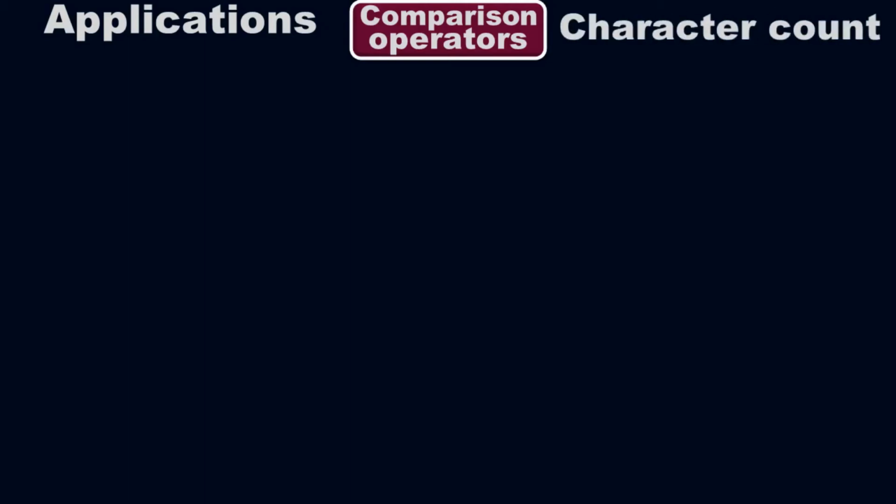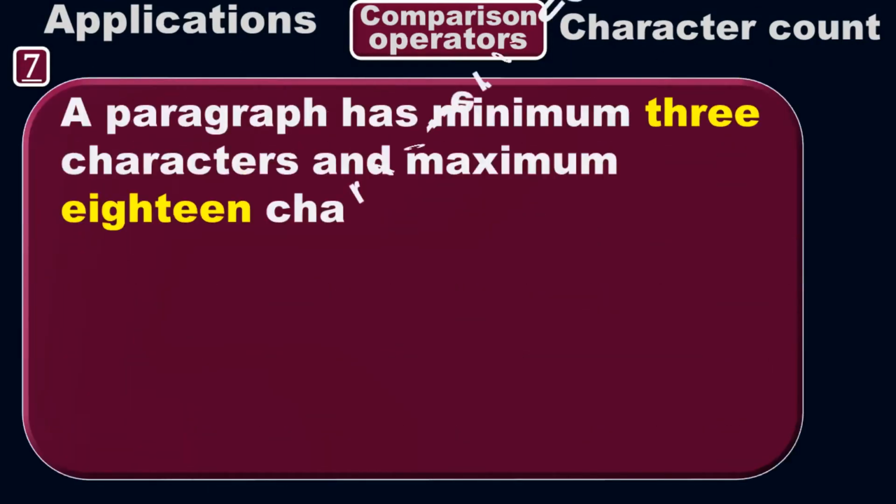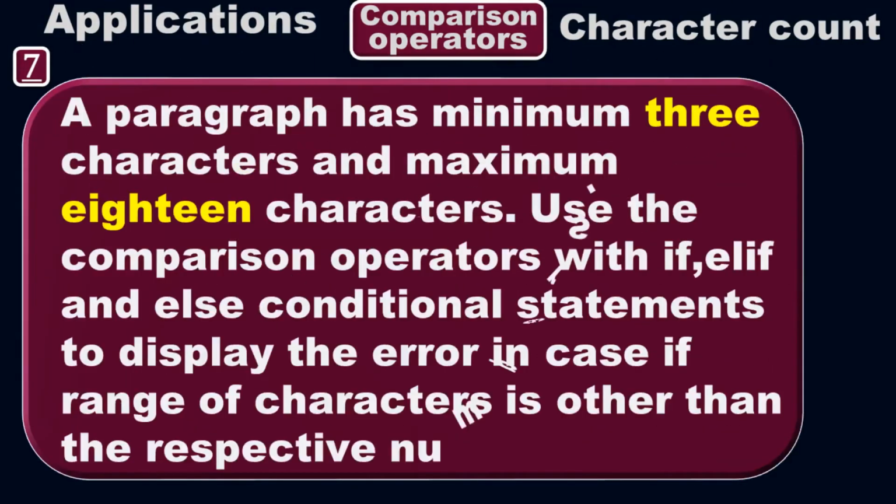Now to solve another problem to count the characters by using the comparison operators. This is the second problem. Problem number 7. The statement says that a paragraph has minimum 3 characters and maximum 18 characters. Use the comparison operators with if, elif, and else conditional statements to display the error in case the range of characters is other than the respective numbers.